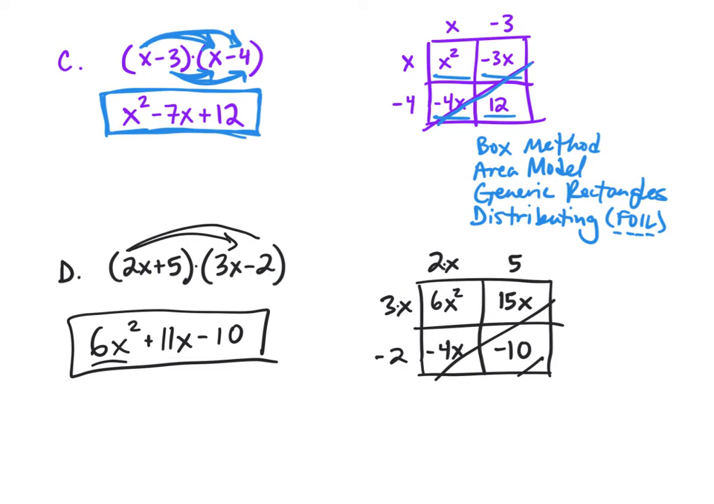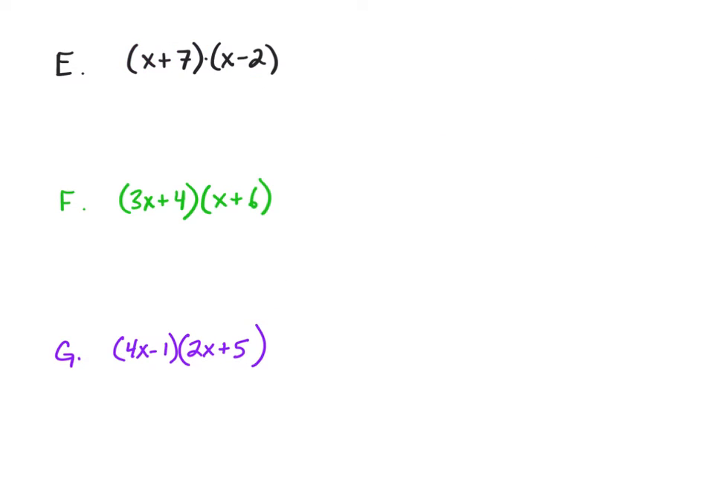Cool, you would get the same thing if you did the distributive property and you multiplied 2x times 3x, there it is. You get your x's there, you get some x's there, and your 5 times negative 2, there's your negative 10. All right, let's cruise through a couple more to finish off.